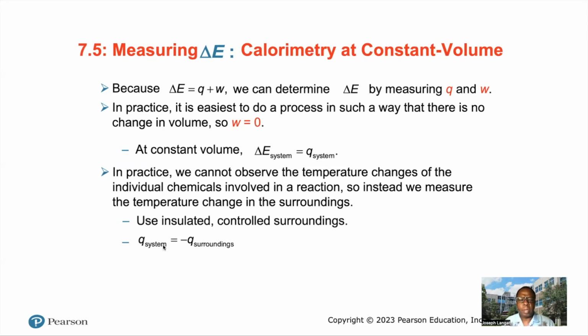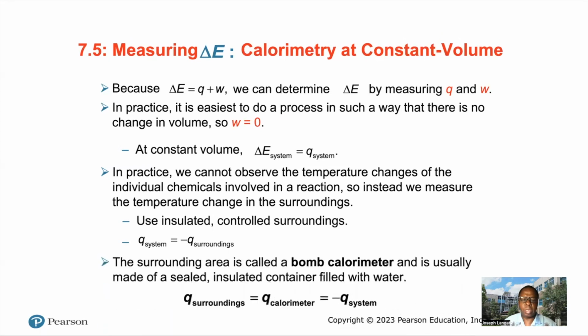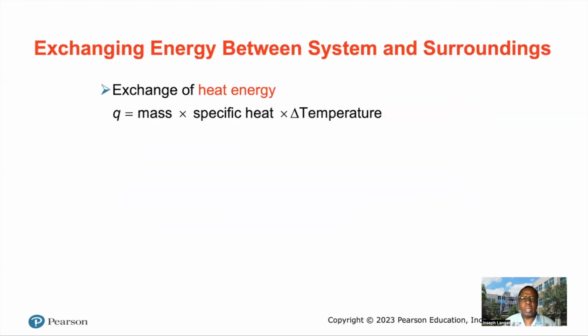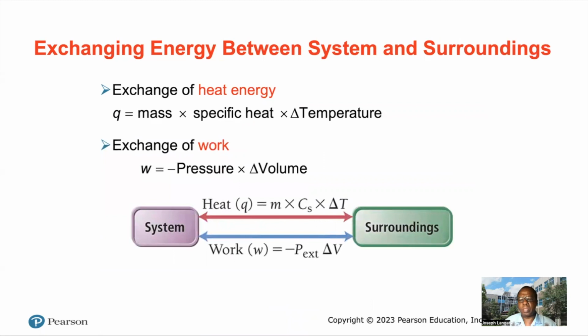So remember, the heat released by the system is the same as the heat gained by the surrounding. The only thing that changes is the sign. What I want you to look at is the Q for the surrounding. Q for the system is the same as the heat of the calorimeter. And a calorimeter is simply a device used to measure the heat involved in a chemical reaction.